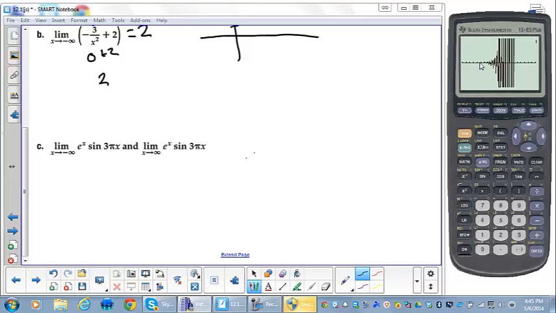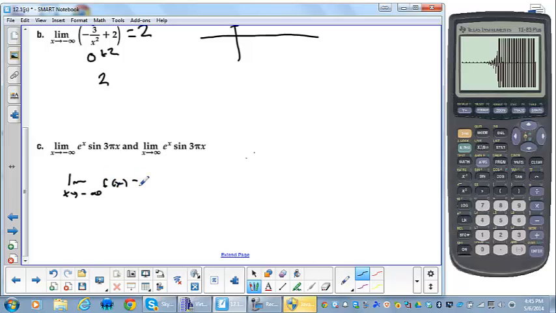It's getting smaller and smaller and smaller. And then as we go to the right, as x approaches infinity, the values are just getting bigger and bigger and bigger. So the limit as x approaches negative infinity of f of x is equal to 0. And the limit as x approaches positive infinity of f of x does not exist because the values are just getting bigger and bigger as we go to the right.